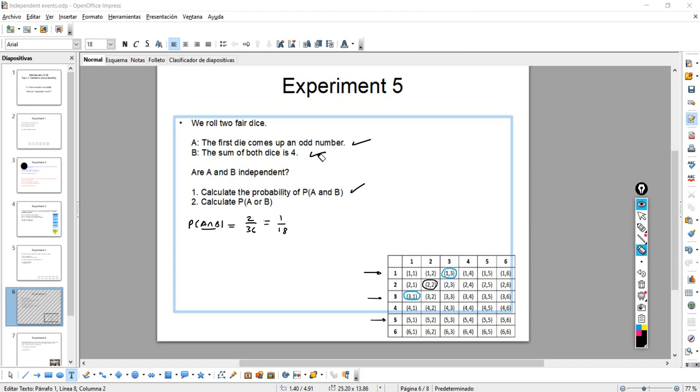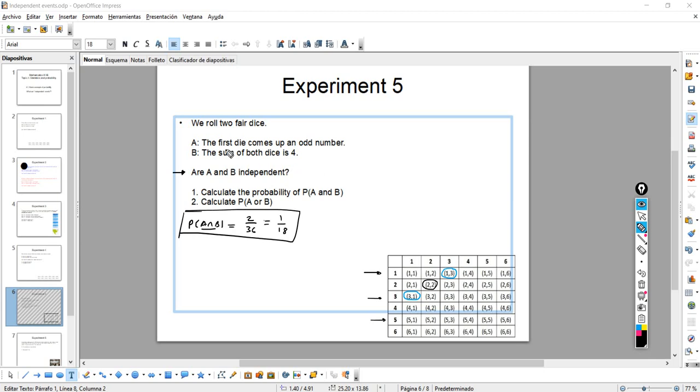All right. So question 1 is solved. Now, calculate the probability of A or B. Okay, we can do this in a moment. First, I'd like to know whether we can already answer this question. Are A and B independent? Well, remember, at this point we don't know. We only have this piece of information.